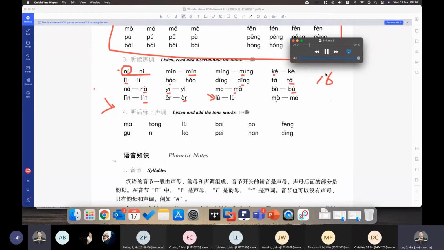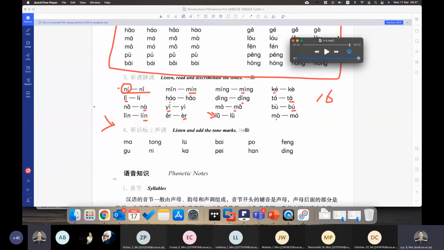听后标上声调。妈，红，绿，白，破，风，故，你，卡，配，汉，丁。Okay. Let's do them together.